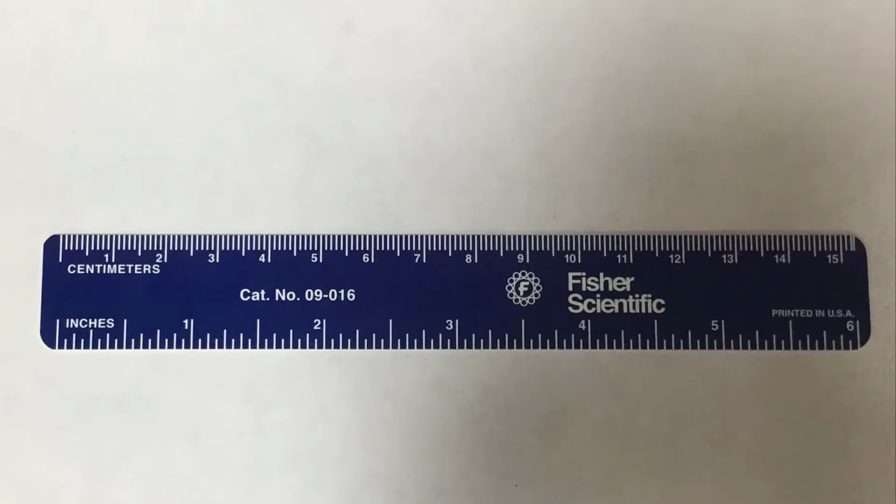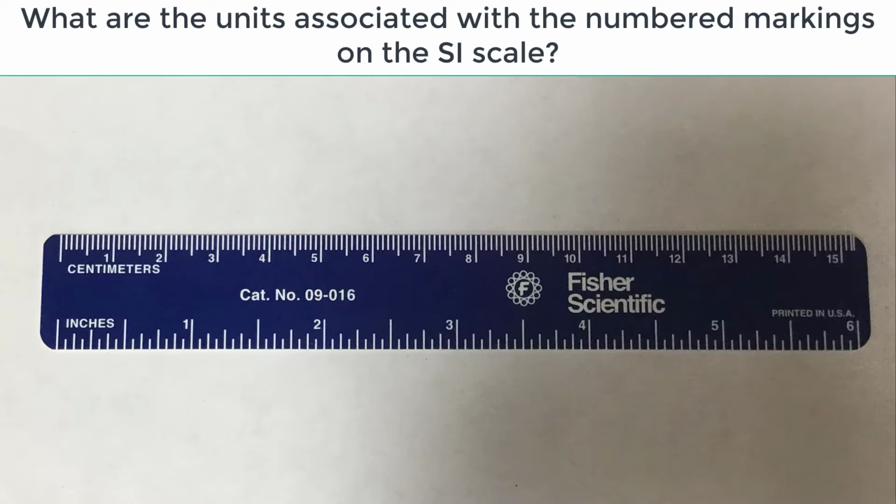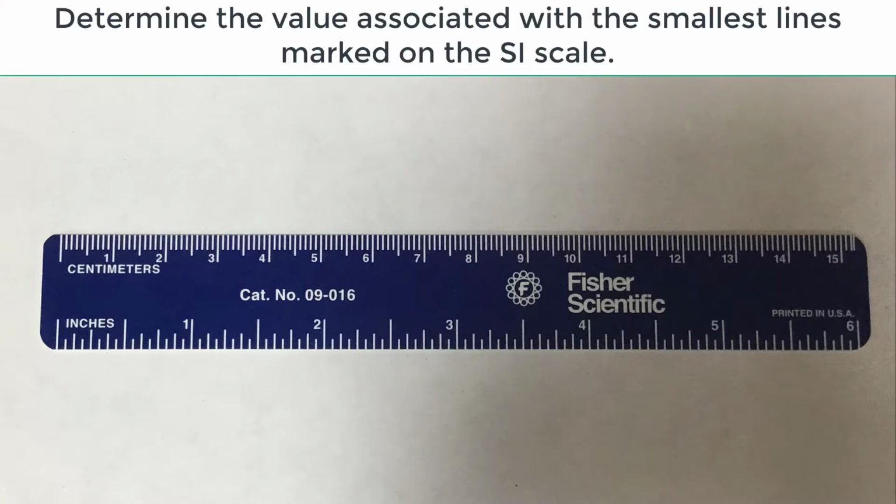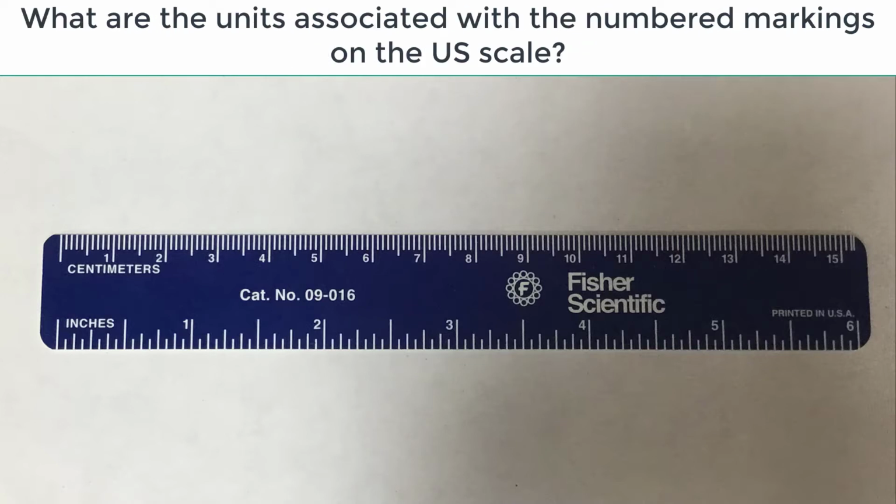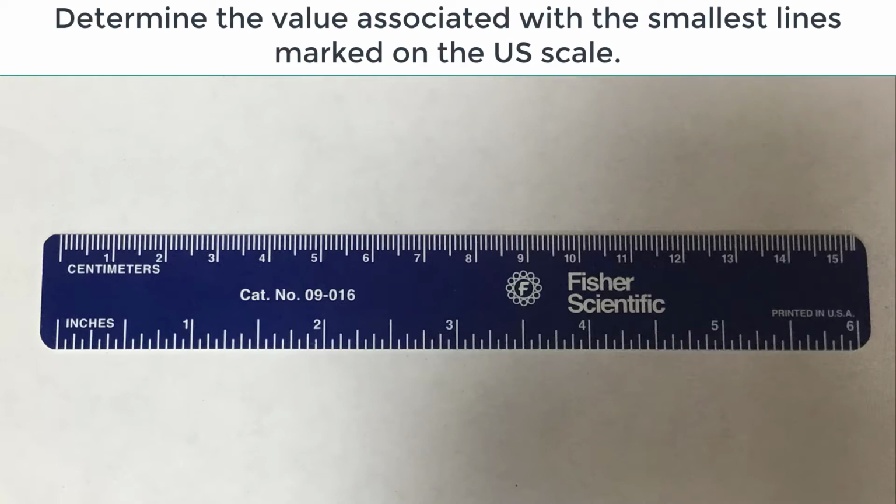Observe the markings on the ruler. What are the units associated with the numbered markings on the SI scale? Record your observations. Determine the value associated with the smallest lines marked on the SI scale. Record your observations. What are the units associated with the numbered markings on the US scale? Record your observations.